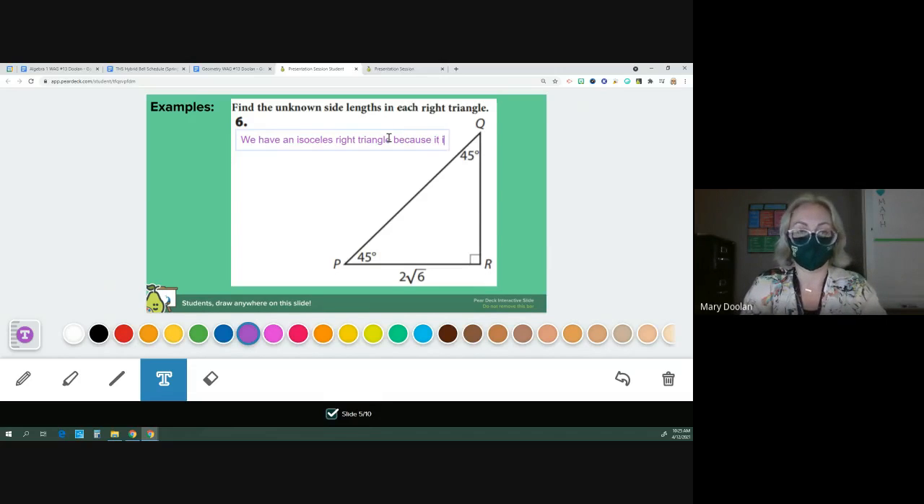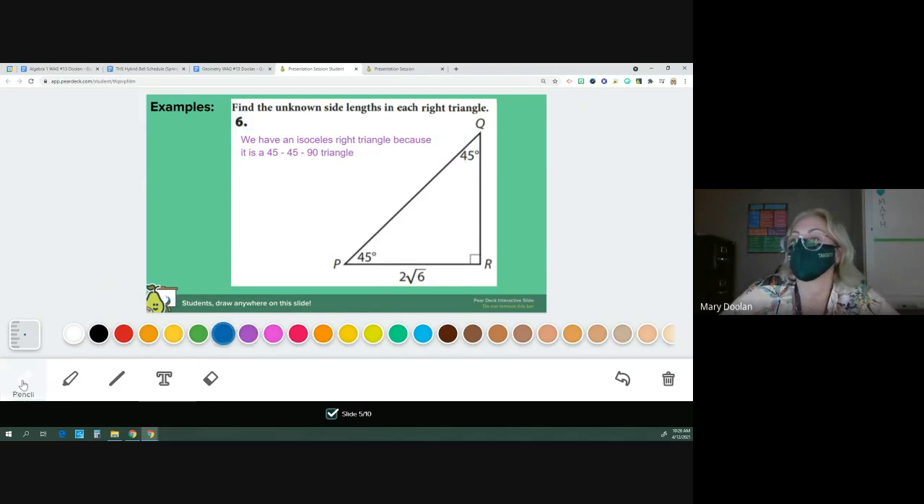Because it is a (45, 45, 90) triangle. And that's just referring to the degrees, okay? And I can even put like the little degree marks there. Okay, so 45, 45, and 90. That's an isosceles right triangle. And so when that happens, there's a relationship.